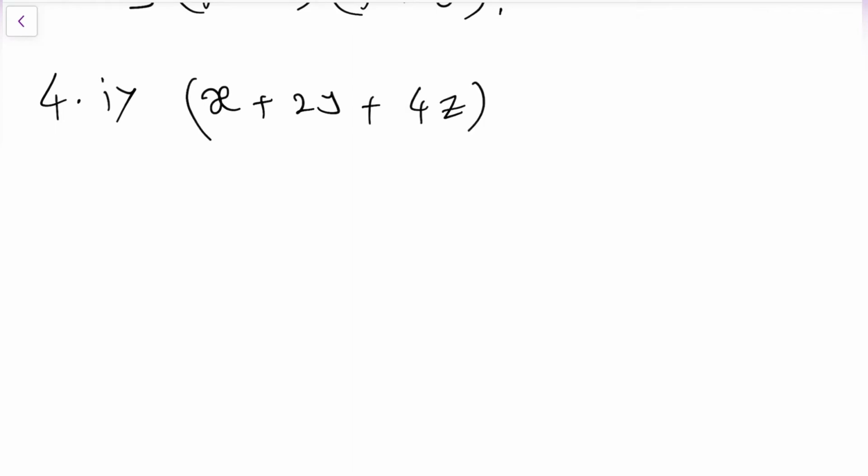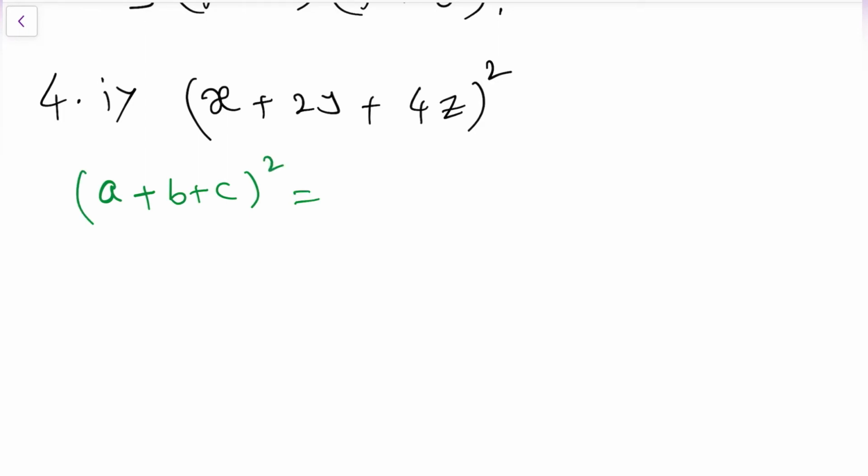Fourth bit is just expanding by using the identities. The first question is (x + 2y + 4z) whole square. Now if you observe the question clearly, it is in the form of (a + b + c) whole square.